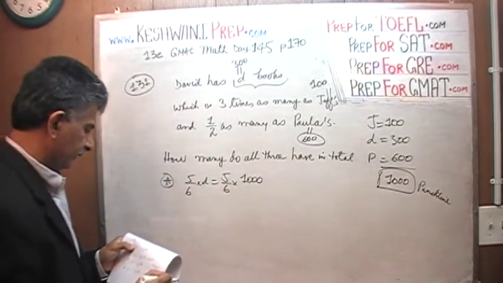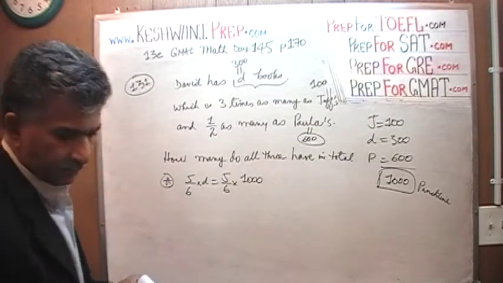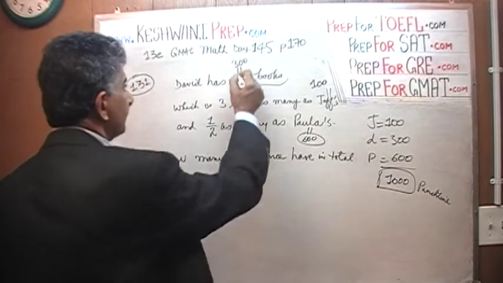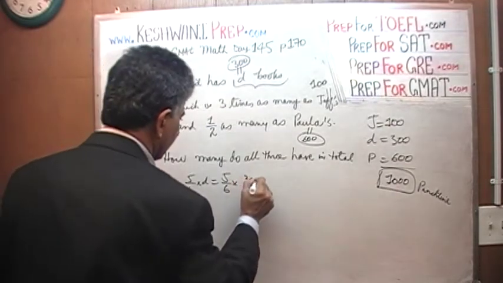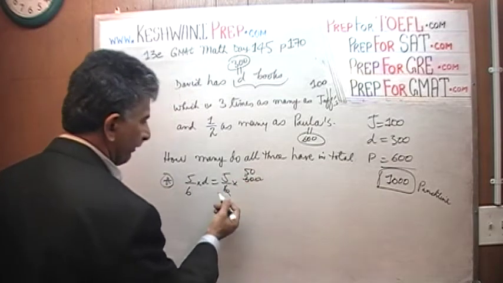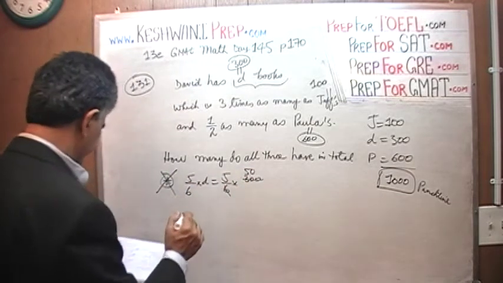5/6 times 1000. Oh, sorry, D is not 1000. I'm not paying attention at all. 5/6 times D, which is 300. 300 divided by 6 is 50. 50 times 5 is not 1000.